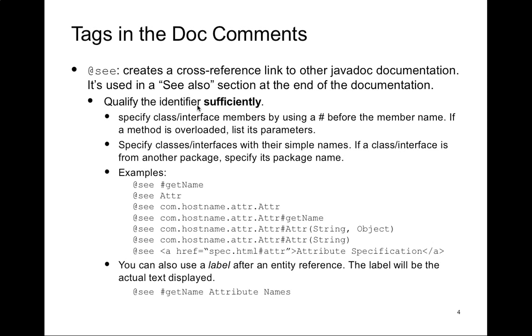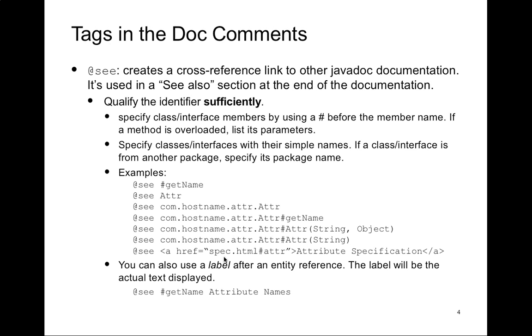Qualify the identifier sufficiently. So you have to specify the class or interface members by using the hash symbol, or number sign, I should say, before the member name. If a method is overloaded, list its parameters. This is an example down here, actually. Specify class and interfaces with their simple names. If the class or interface is from another package, specify that package name as well. And then here we have @see, and this is going to say getName, which is going to be a reference to getName. @see attribute, in terms of specifying the class or the interface. So see this one. Here we have the attribute from hostname, wherever that happens to be.